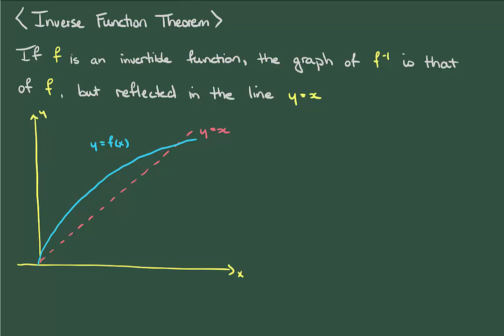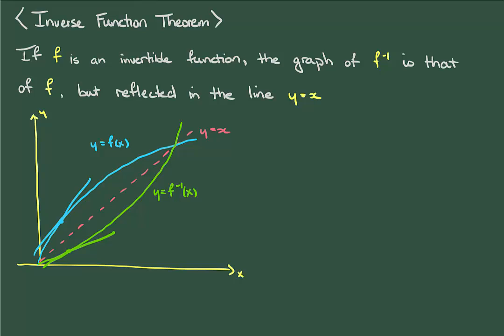If f is invertible, then the graph of f inverse looks like that of f, except it's reflected in the line y equals x. For example, if the blue line below is the graph of f, then the graph of f inverse looks something like this. Okay, let's pick a point and draw its tangent line. And the tangent line to the inverse then looks like this.